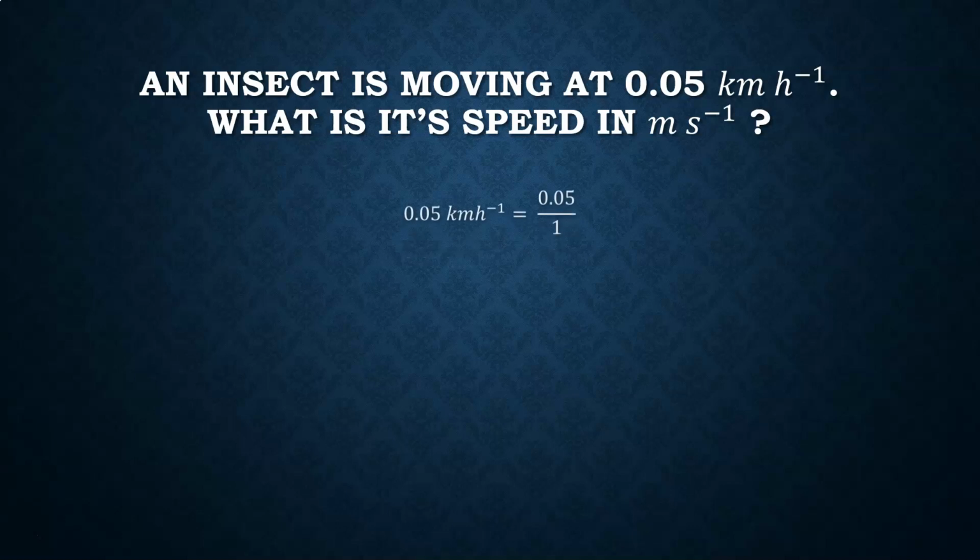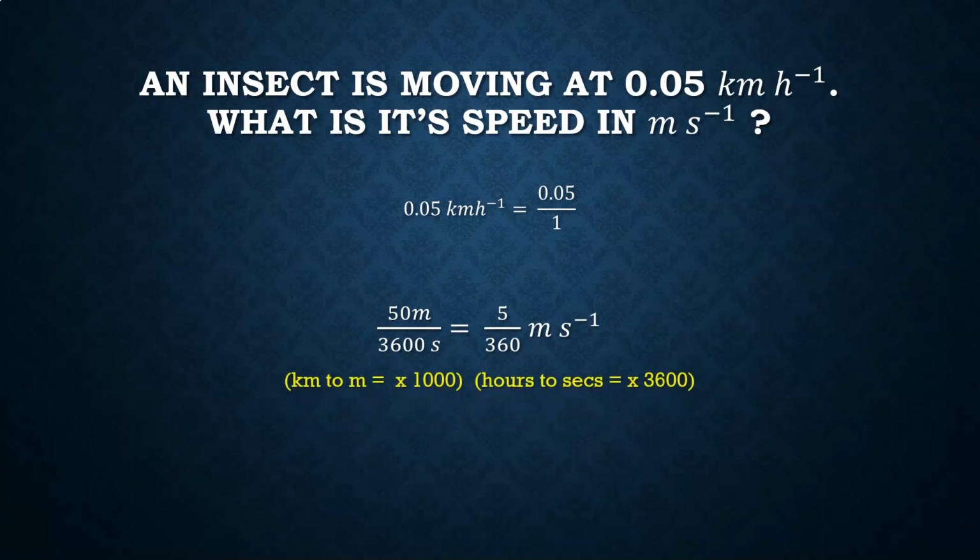So let's work this out. We've got 0.05 kilometers per hour. So what does that mean? That means 0.05 divided by 1 hour. Then we've transferred that into meters and seconds. So we've got 50 meters per 3,600 seconds. We can reduce that down to 5 over 360.